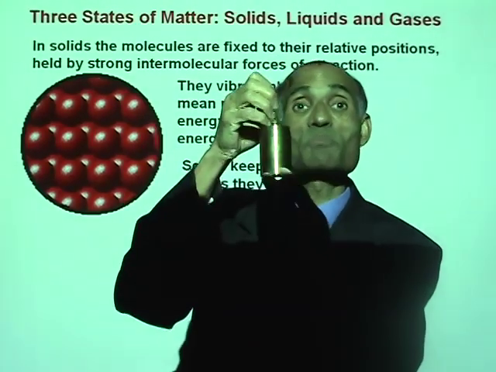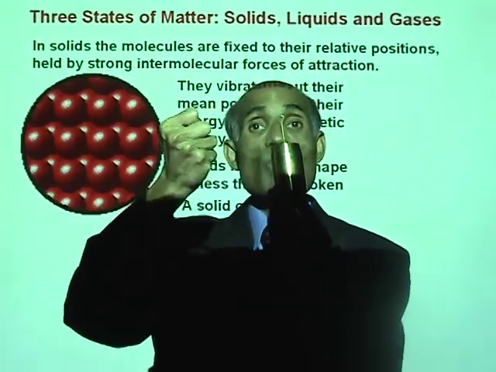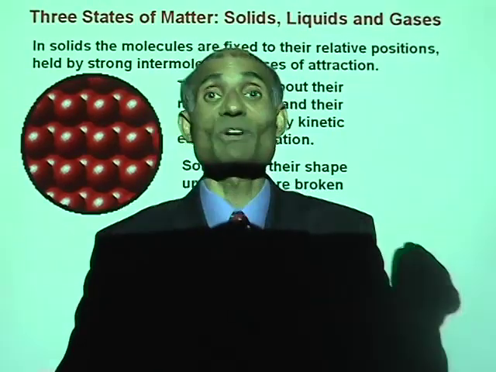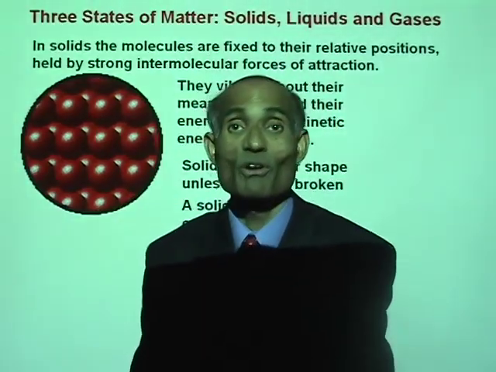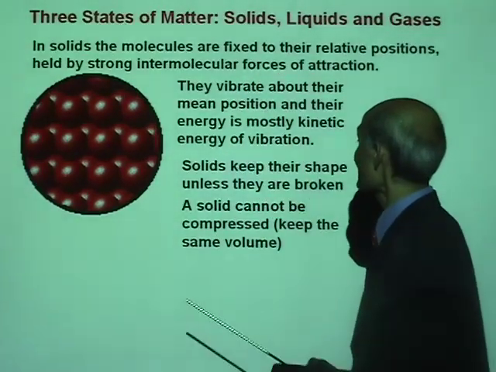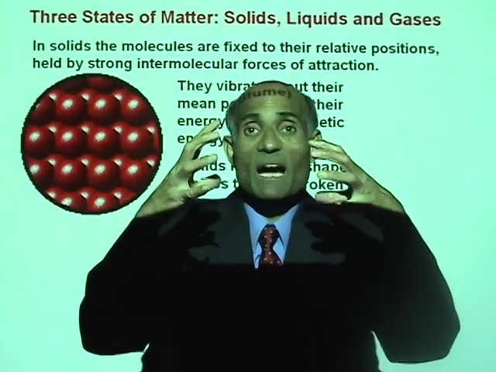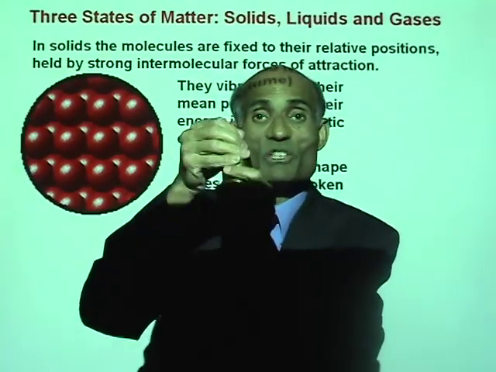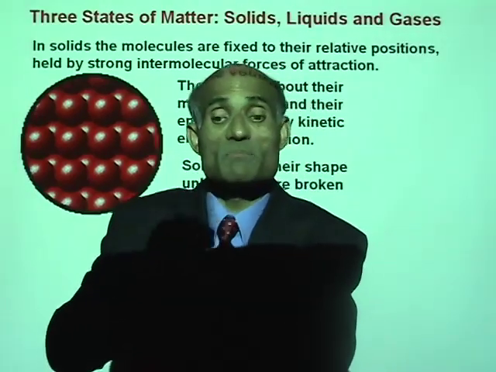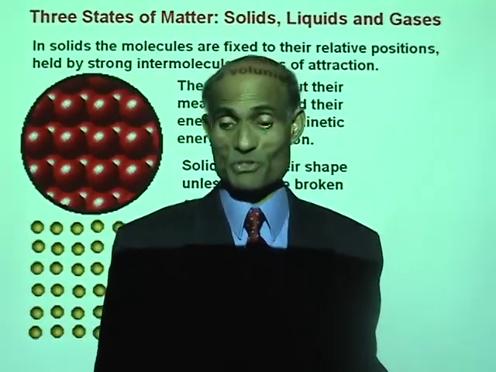Now, why do they have specific shape? Because the molecules are not allowed to move from their respective places. The molecules are fixed to their relative positions, and therefore a solid keeps a specific shape. A solid cannot be compressed. In other words, because the molecules are packed well inside, you cannot apply force and make it smaller. You cannot compress a solid. Those are some of the properties of a solid.